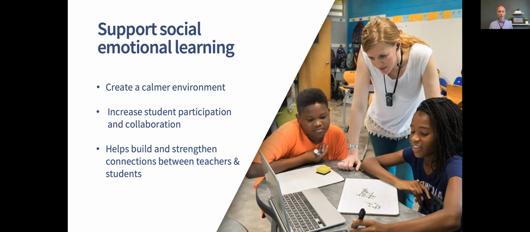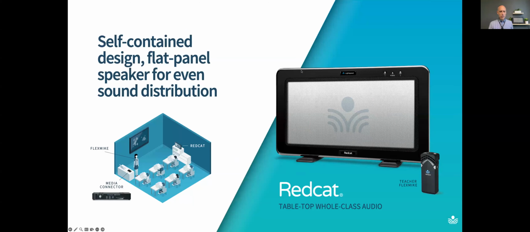Let's go ahead and turn the corner and talk a little bit about how we accomplish that and some of our solutions. Start with our Red Cat. We really have 3 main product lines at Lightspeed, and the Red Cat is maybe our most common one for quick implementation of instructional audio into the classroom. Our Red Cat is a flat panel speaker. You can actually see it here in my video, just right here on a shelf behind me.